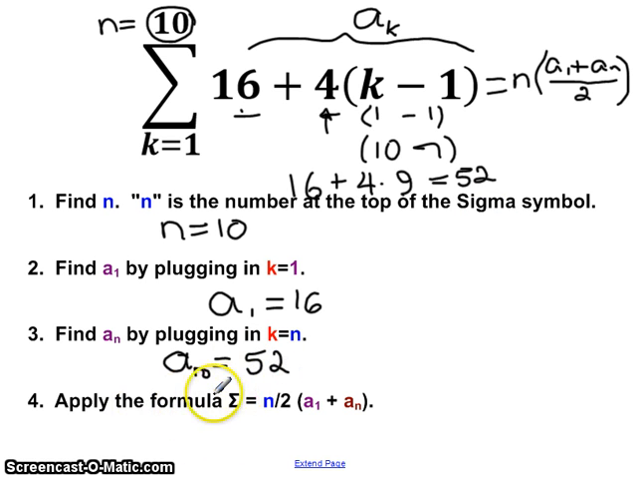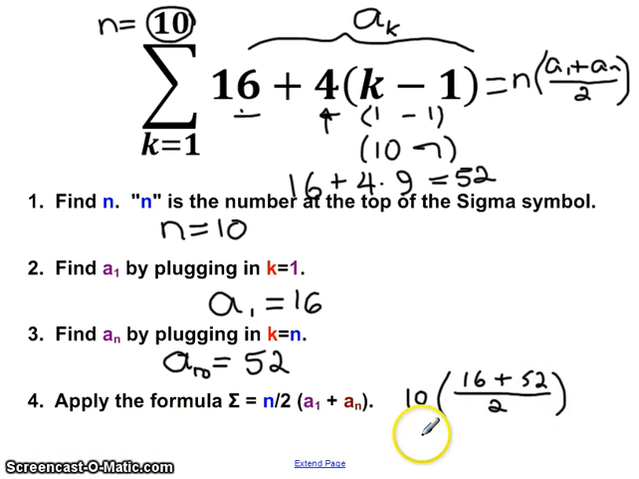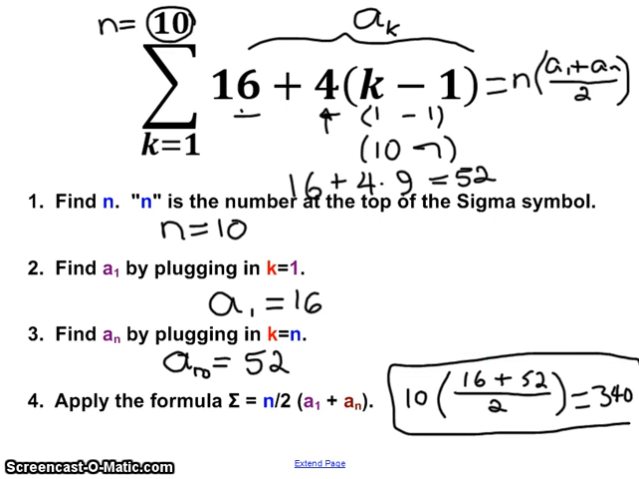Now I just apply the formula. My sum is equal to n over 2 times a sub 1 plus a sub n. So I'm going to have 10 times a sub 1 was 16, a sub 10 is 52, divide all that by 2. And if I do all that, I'm going to get 340. So we would have 340 as the sum for this sequence right here.